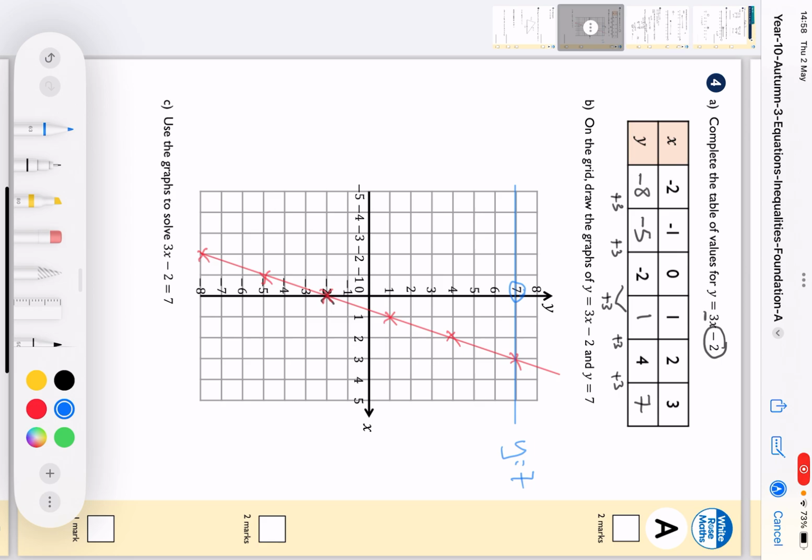Use the graph to solve 3x minus 2 equals 7. Well, all I'm doing here is looking at where they cross. And where they cross here, what's the value of x? Well, the coordinates are 3, 7. And as this is the x and this is the y, the solution is x equals 3 from that coordinate where they cross.